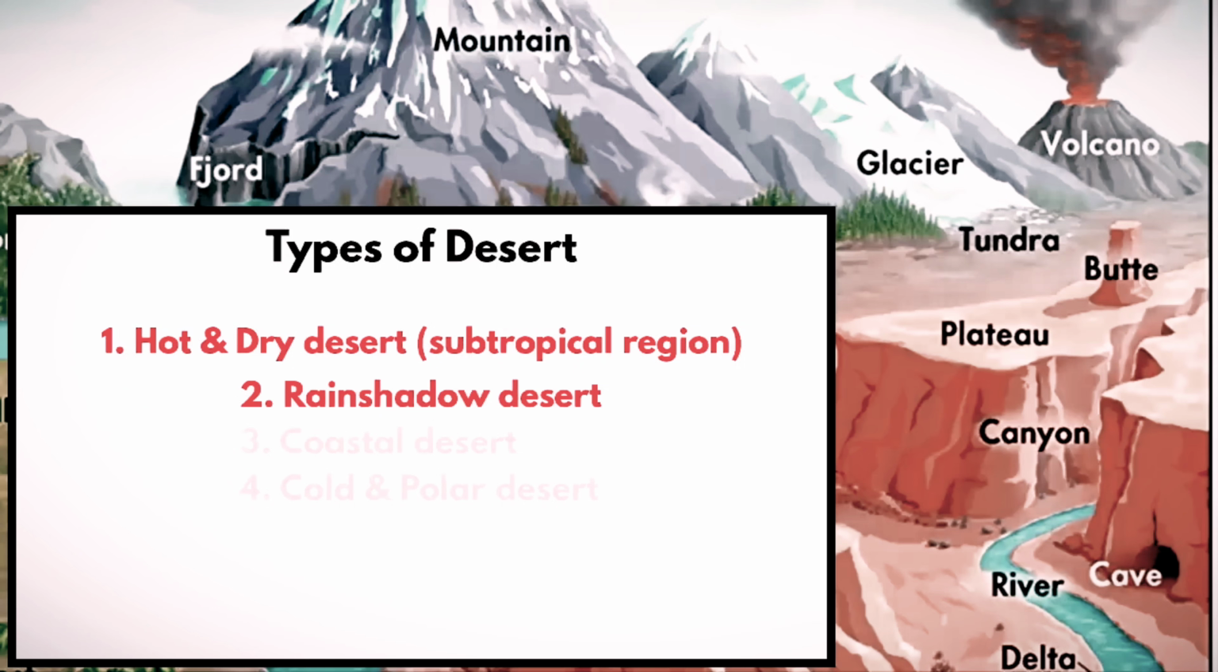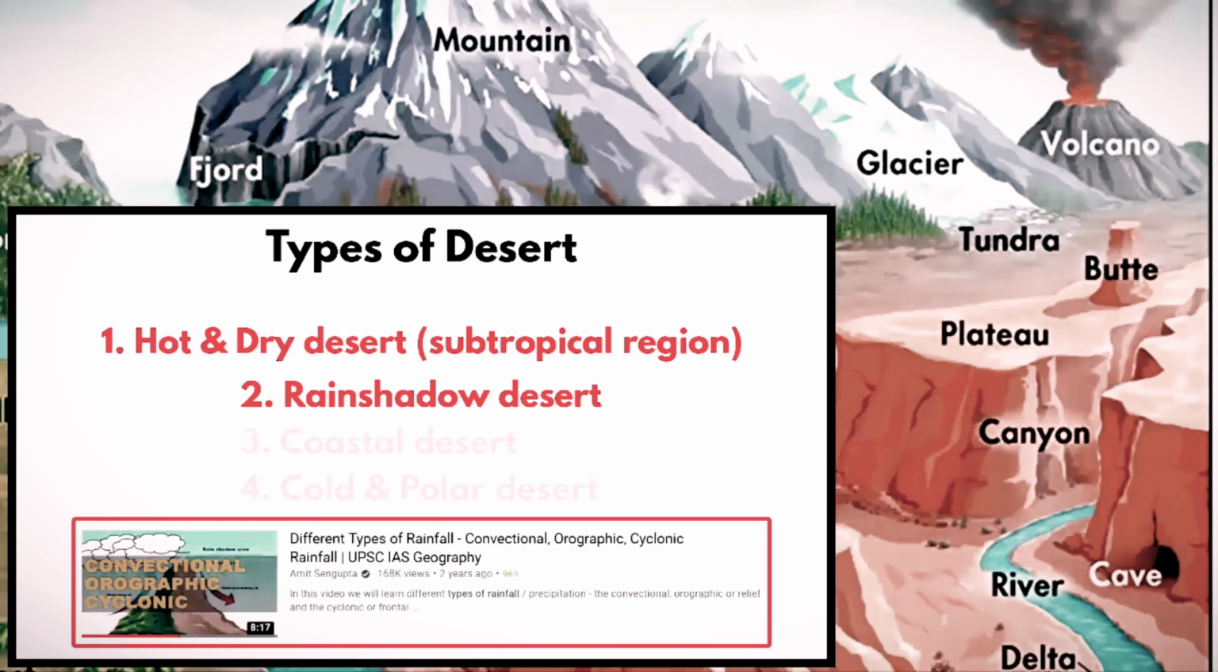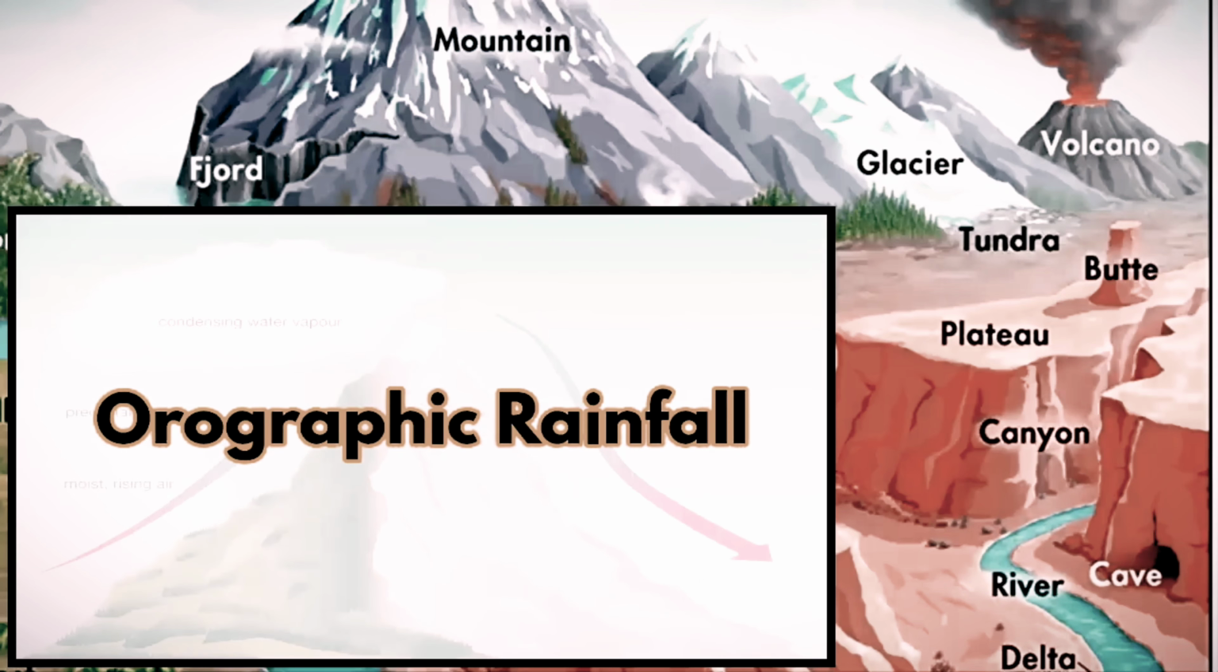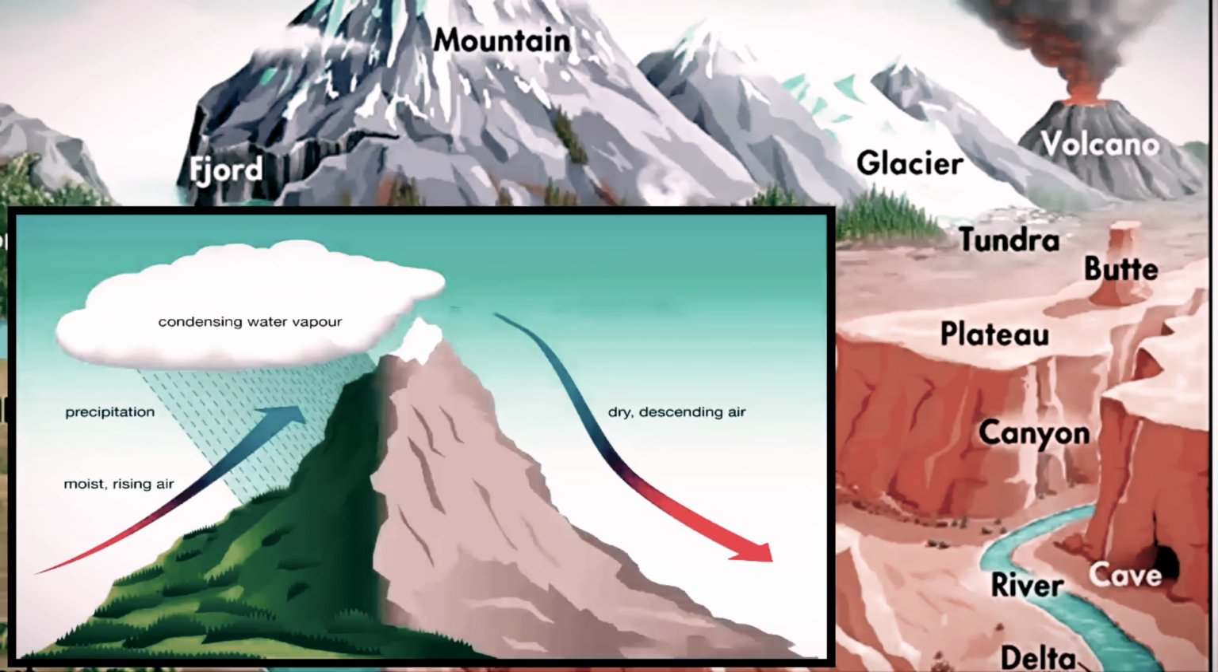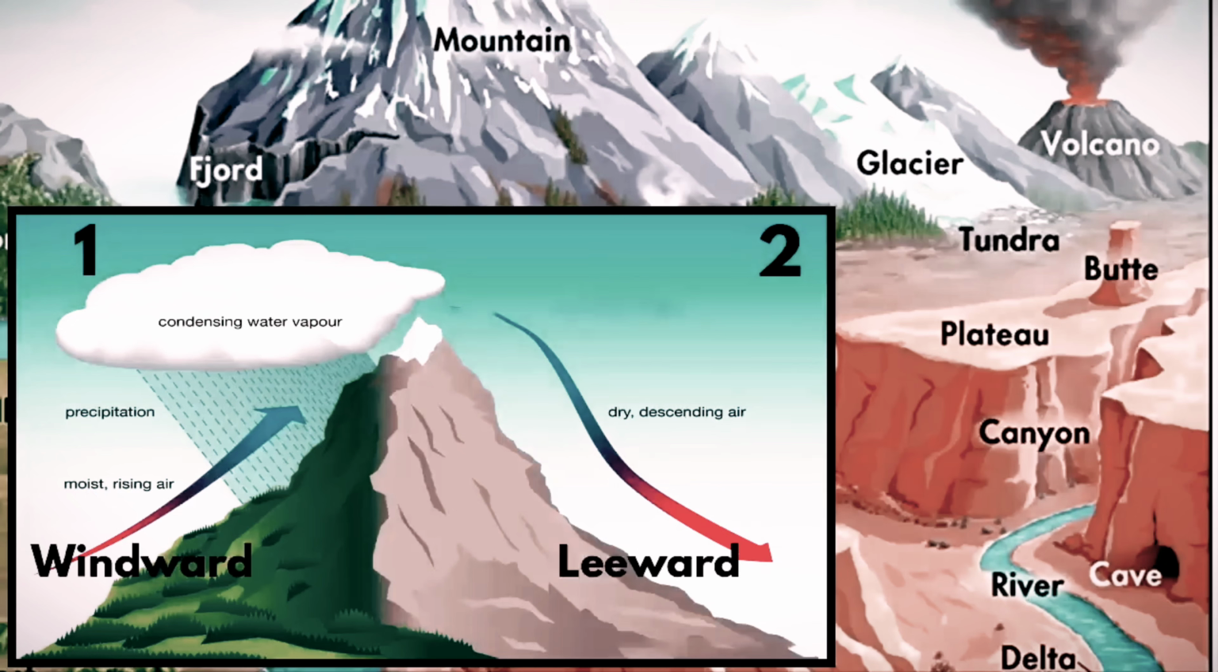The second type of desert is rain shadow desert. I want you to watch a video where I have explained different types of rainfall. In that I have explained about orographic rainfall. So there are 2 sides of a mountain. One is the windward side and the other is a leeward side. By looking at the name, you can easily figure out that windward means the side of the mountain which faces a lot of wind. As a result, rainfall occurs. And leeward side is the opposite side where it is dry and there is no wind. That means there is very little or no rainfall at all on the leeward side of a mountain.